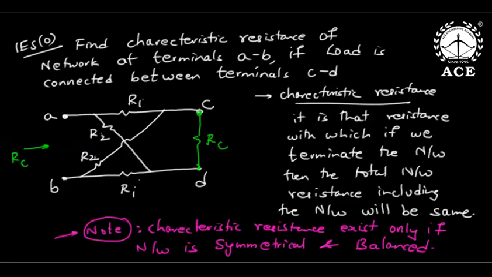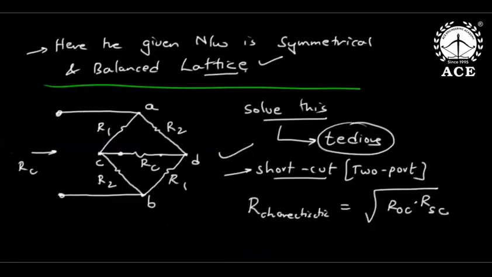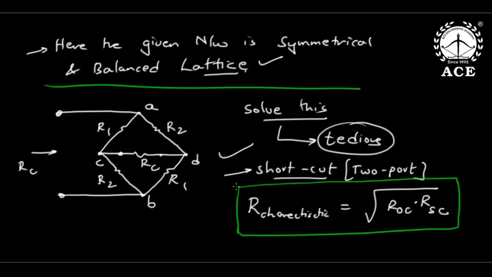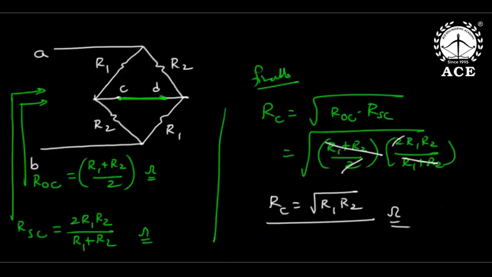It is that resistance with which if you terminate the network, the total reflected resistance including the network remains same. And it exists only for symmetrical and balanced networks. Now this is balanced and symmetrical, where ZA equal to ZD and ZB equal to ZC. Then I rearranged, but now simplifying this by converting delta to star and equating RC and deriving, you will get the answer. But that is a very lengthy process. The shortcut is, characteristic resistance is root ROC into RSC. This derivation comes in 2-port networks. Characteristic resistance of symmetrical and balanced networks is root ROC into RSC. So that shortcut I applied.